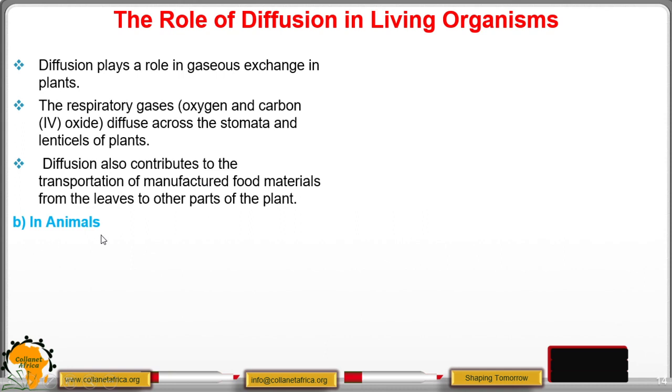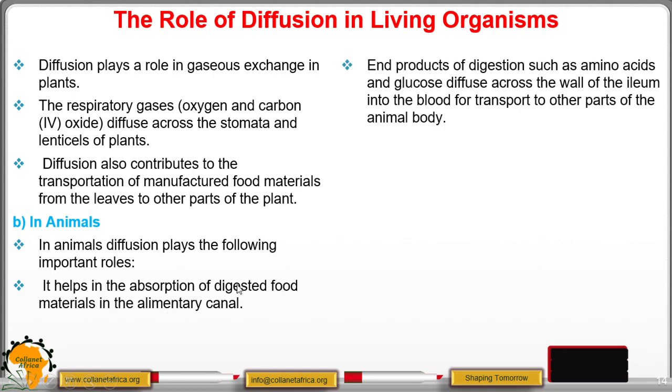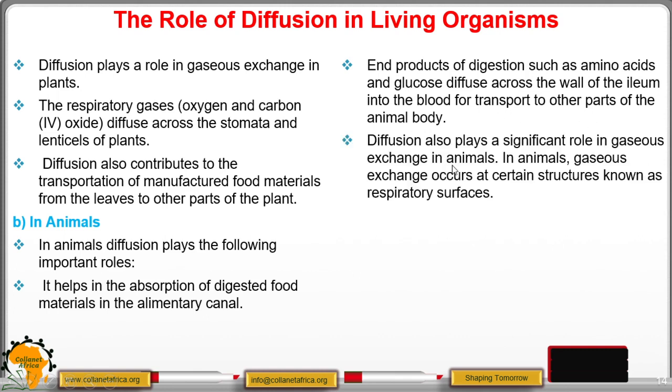What are the roles of diffusion in animals? One, it helps in absorption of digested food materials in the alimentary canal. So the digested food materials like amino acids and glucose are in higher concentration in the alimentary canal. So they have to diffuse into the bloodstream so that they can be transported to other parts of the body.